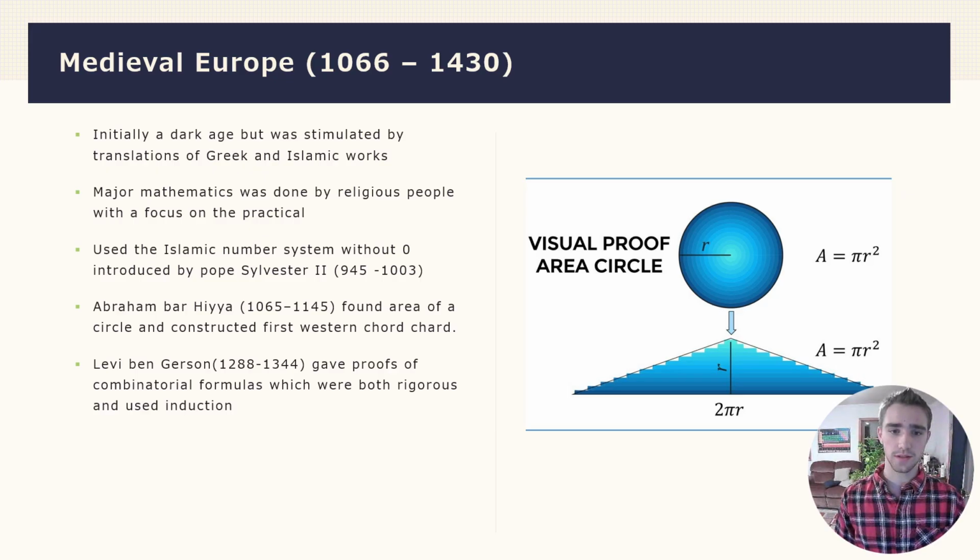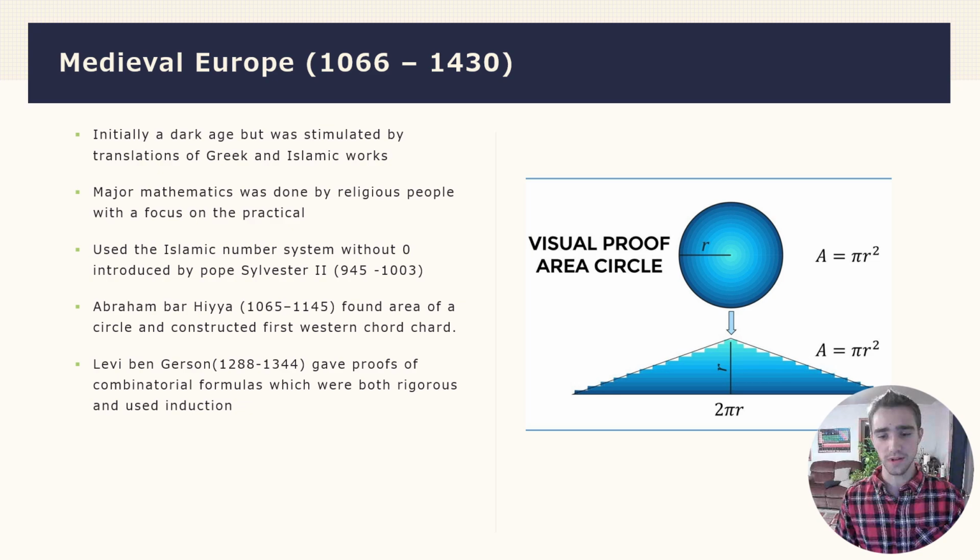Western mathematics finally took off when a group of Jews in the Spanish city of Toledo translated the great works of Greek and Muslim mathematics. One of these Jews was Abraham Bar Hiyya, who took after the traditions of Euclid in his contributions to geometry. Ingeniously, he found the area of a circle using the visual proof seen on the right.